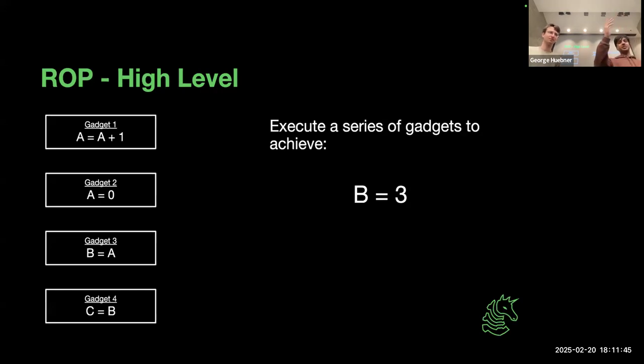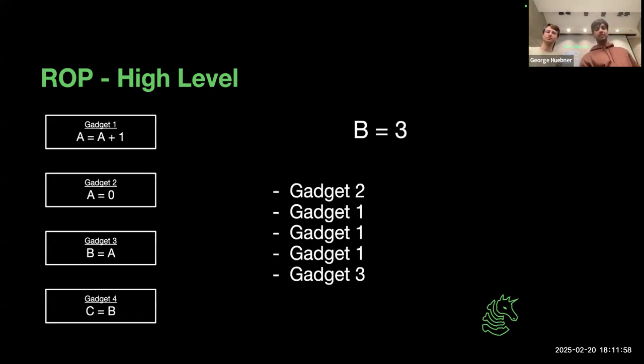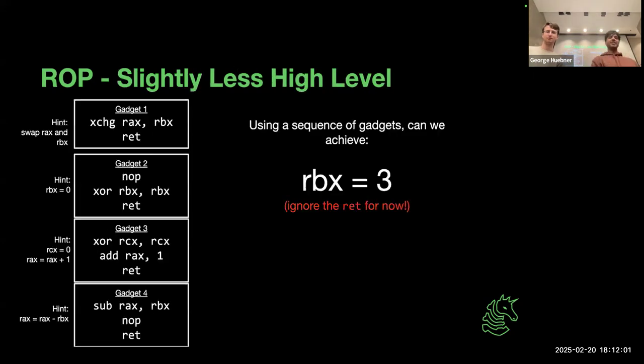But yeah, that was correct. You do gadget 2, set A equal to 0, then you increment A 3 times with gadget 1, and then gadget 3 will set B equal to A, so B will end up as 3. Okay, now slightly less high level. This is what gadgets actually look like in code. You can identify them because they end with a ret instruction. Ignore that for now. It has to do with why you can even chain them together in the first place. But can anyone find an ordering of these gadgets to set RBX equal to 3? RBX is a register, by the way.